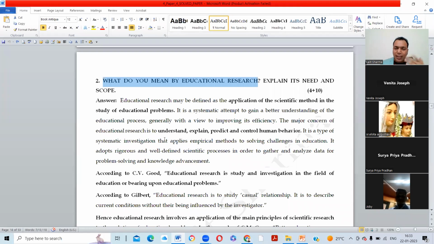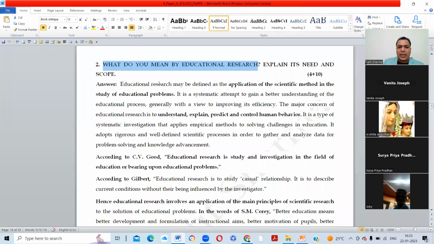Sometimes what happens, students fill 3 or 4 pages about educational research, and only 1 or 2 pages for the need and scope of educational research. So they get only 4 or 5 marks, and in that way your 10 marks are deducted. So guys, that's why I'm telling you, learn your paper once, twice, thrice, and the distribution of the marks, right?